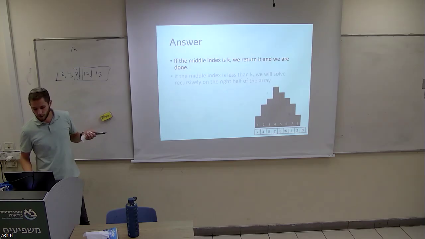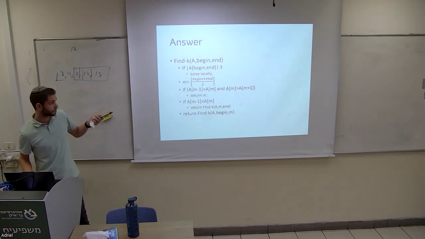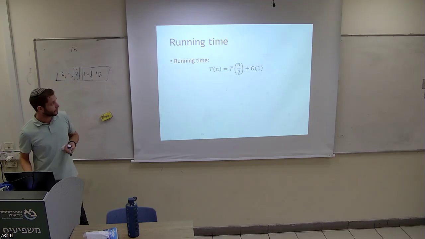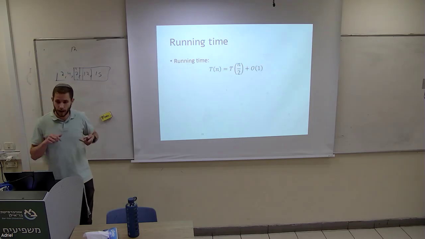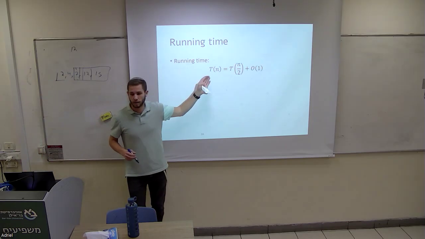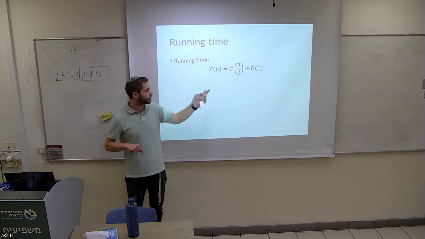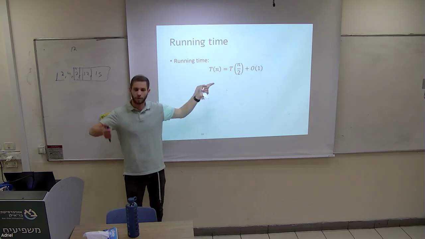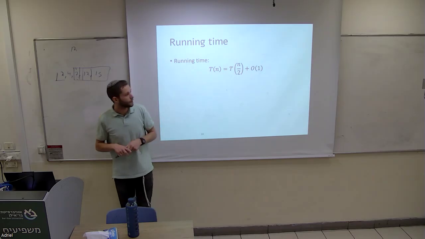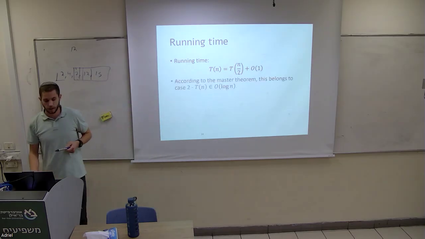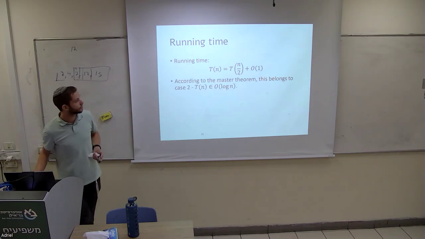I'm not going to go over all the writing of the code. This is pseudocode. The runtime, we divide it into two halves every time. So this is the recursive formula. You have to be able to build the recursive formula. And the recursive formula we did last time, how to solve it. But this is just master theorem, which is O of log of n.